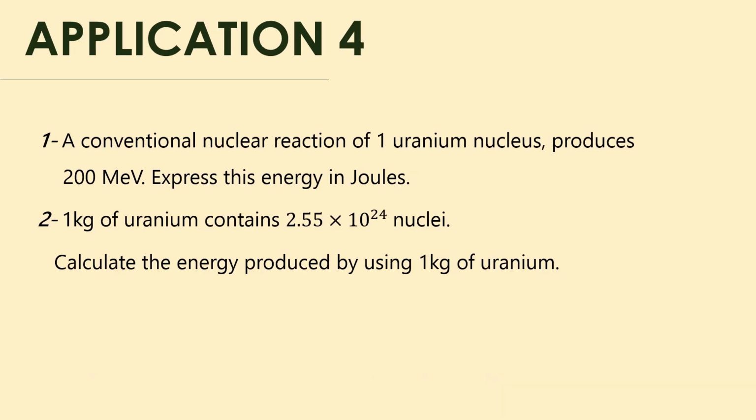In application 4, we have a conventional nuclear reaction of uranium that produces 200 mega electron volts. Express this energy in joules. Straightforward. If you just refer to the previous slide, or later on to the cheat sheet that I'll provide at the end of this chapter, you can solve this by simple conversion.